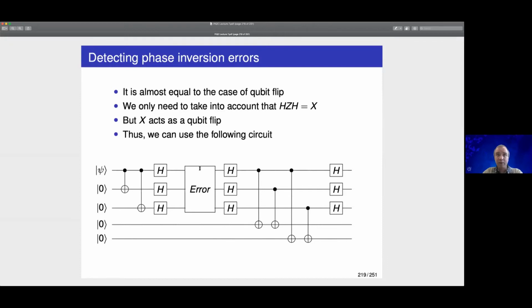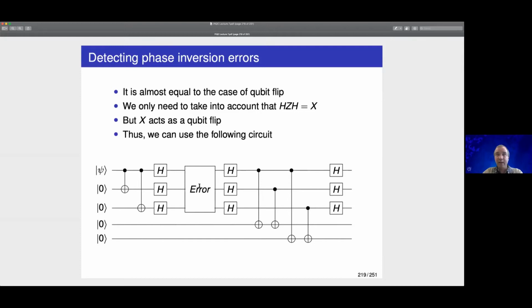Now, in one of the qubits, we have a Z gate that we did not want to have. So how can we detect that Z gate? What we can do is use another column of Hadamard gates, and then the error that we have here is going to be equal to a qubit flip like the one that we were taking care of with the other quantum code.